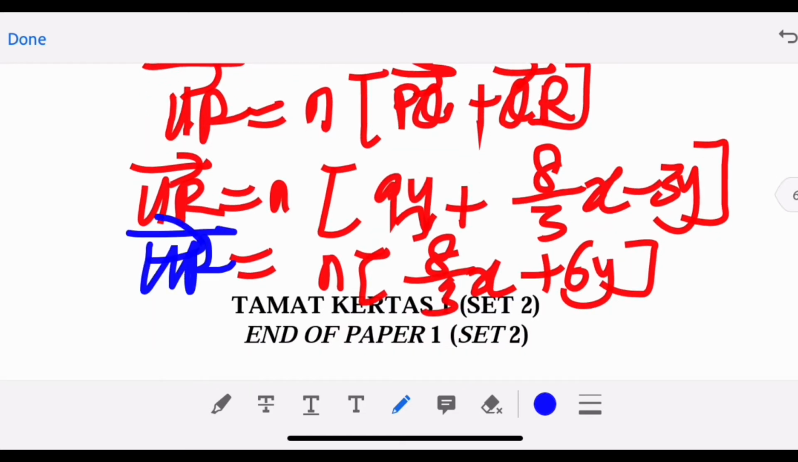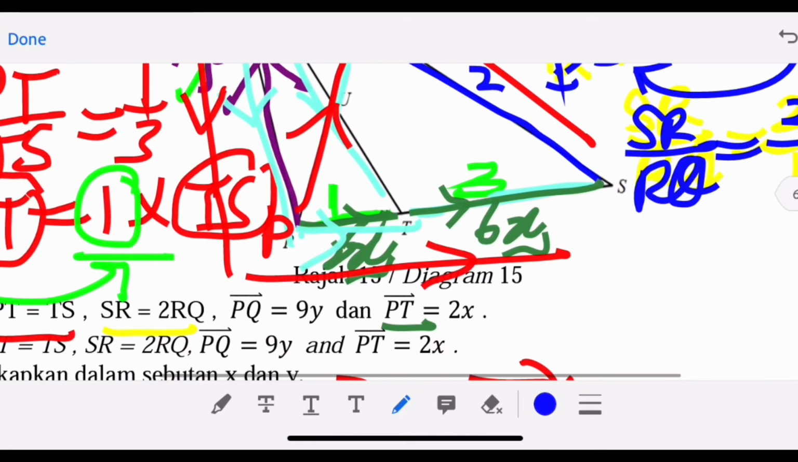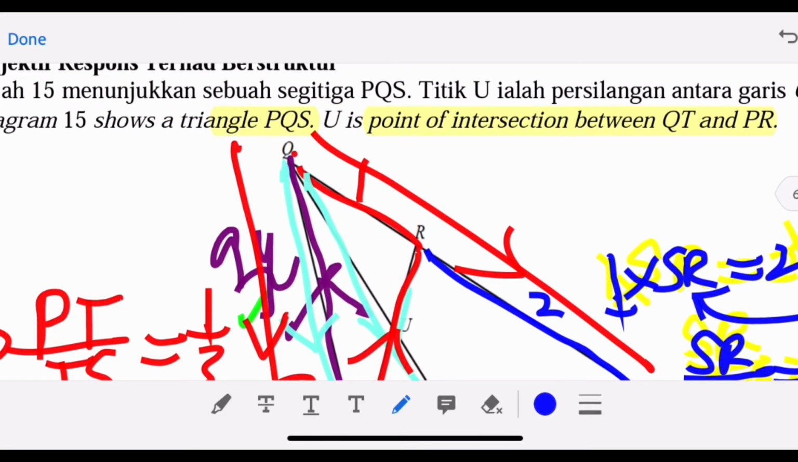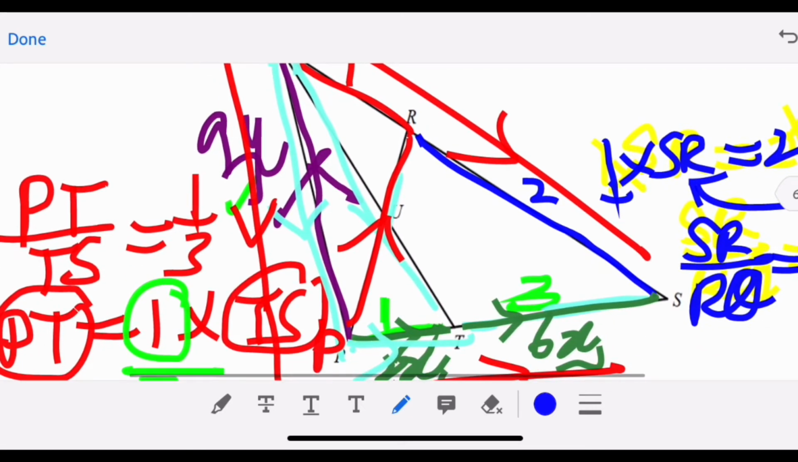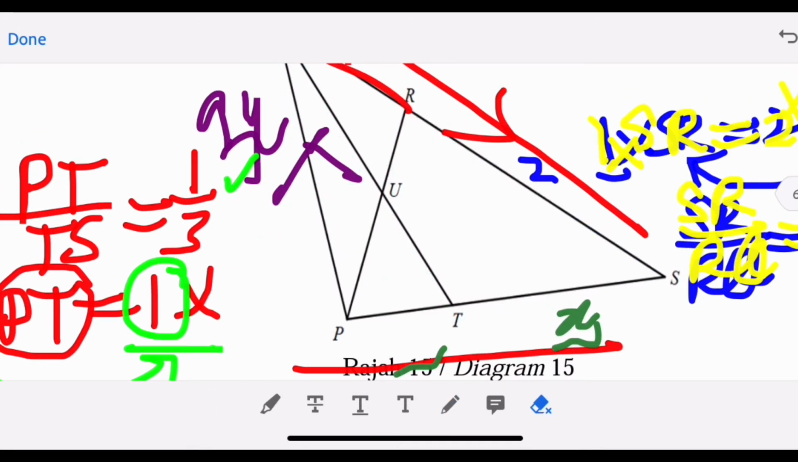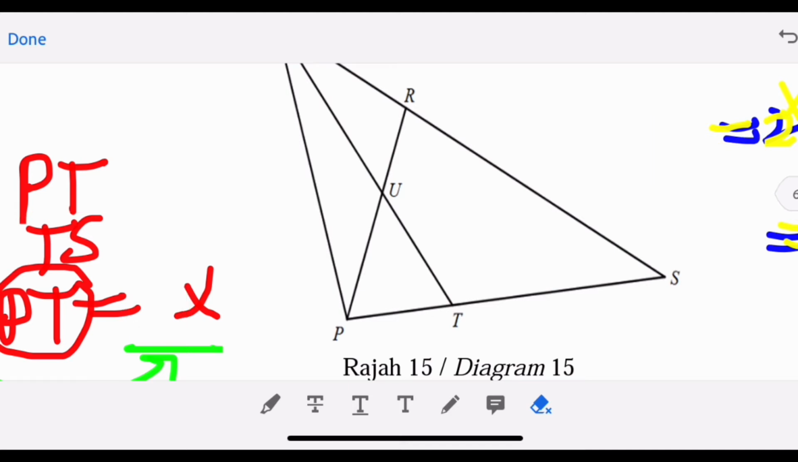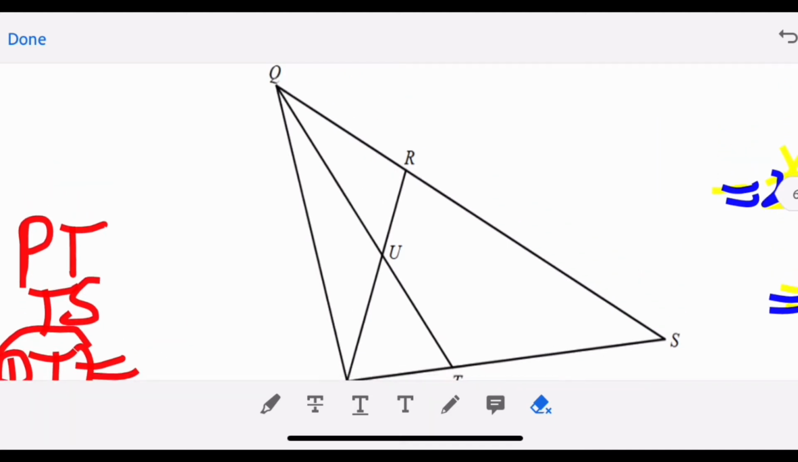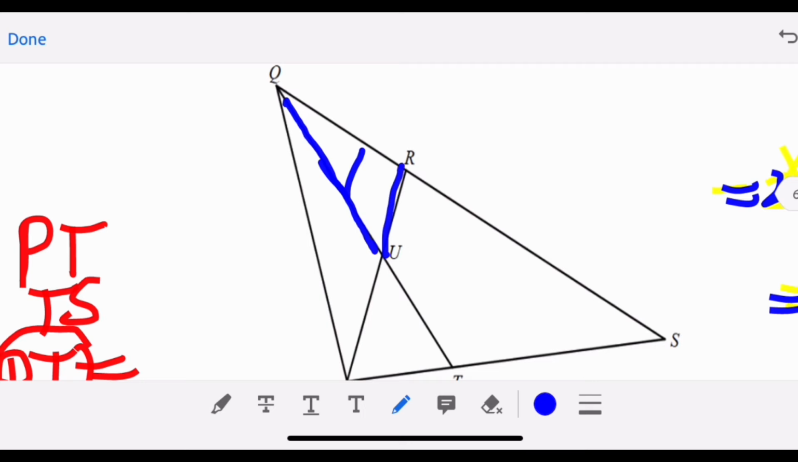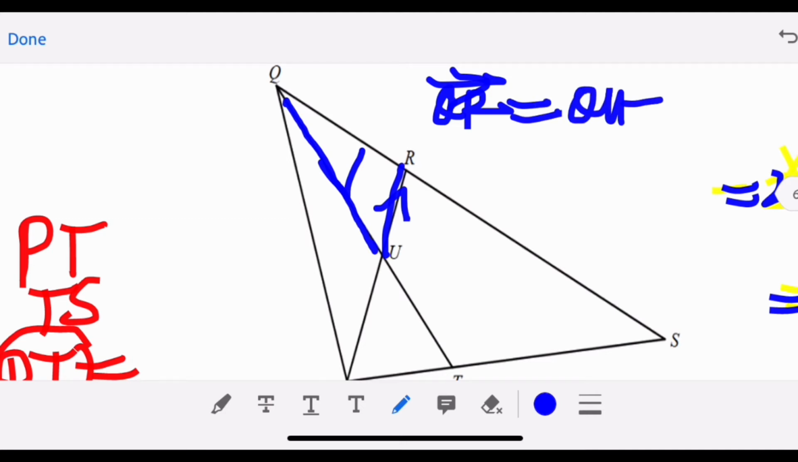Okay, let's go to the diagram. QU and UR. So we need to form a triangle law for the two vectors. We have QU, right? We have UR, right? So the resultant vector is QR is equal to QU plus UR. So this is the resultant vector.